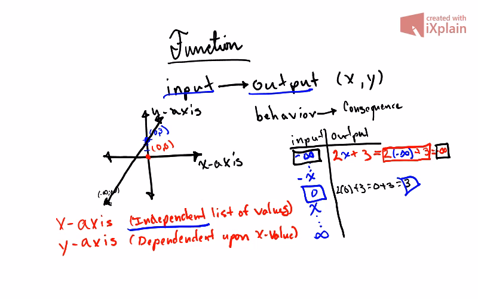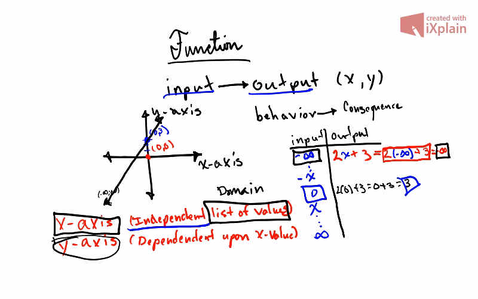Okay, it is important to note that the x-axis is often a list of values, and this list of values is the domain of the function or relationship. Now, the y-axis, and I'll do a circle here, the y-axis is dependent, and this constitutes the range of the function. And so that's basically what a function is.